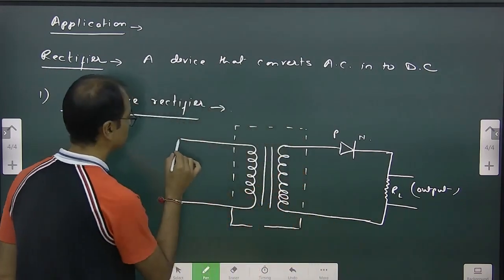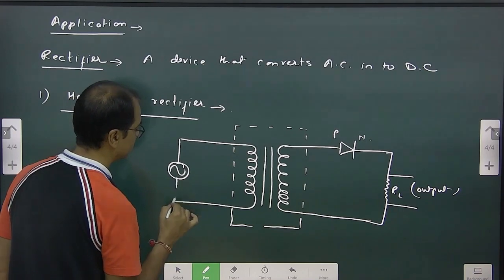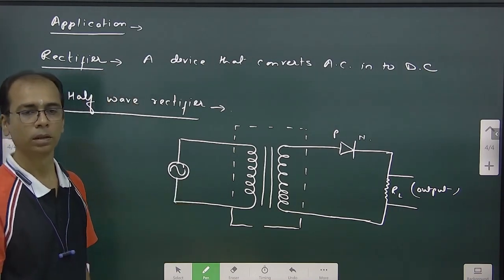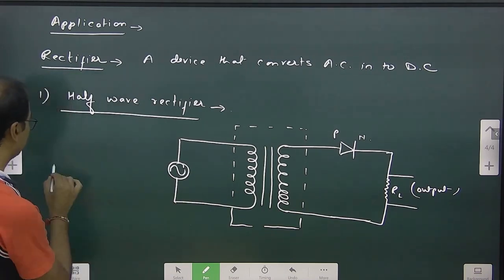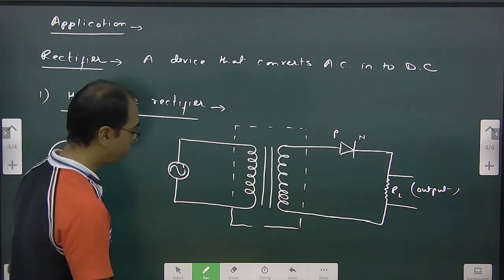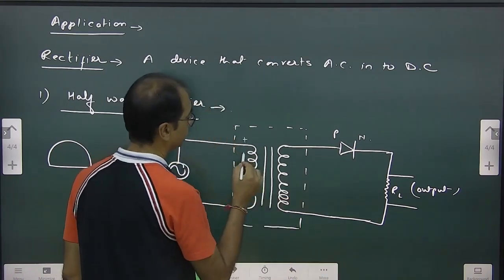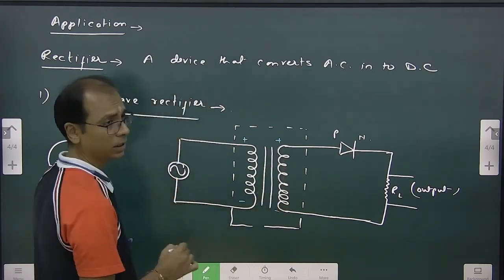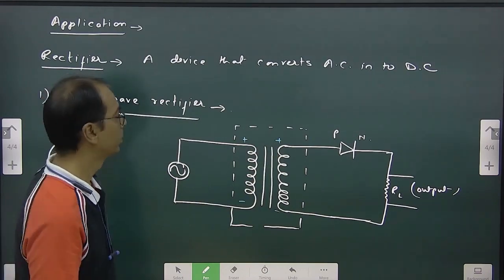And here we are giving the input. How is the input? Like this, AC input. So let's first talk about the positive half cycle. This is the positive half cycle. When we talk about the positive half cycle, we know that this end will be positive and this end negative, where positive and negative basically mean higher potential and lower potential.